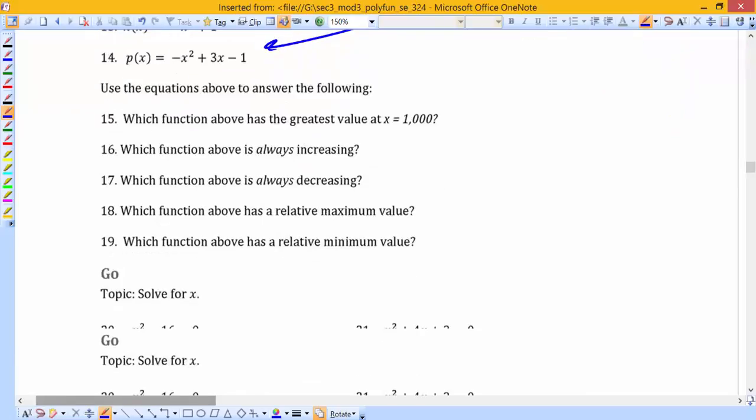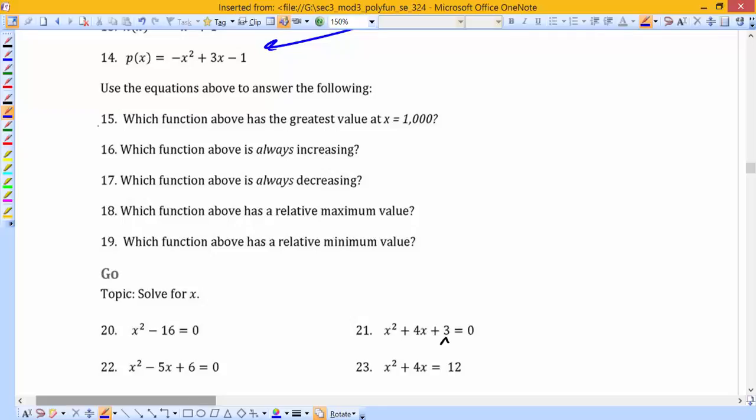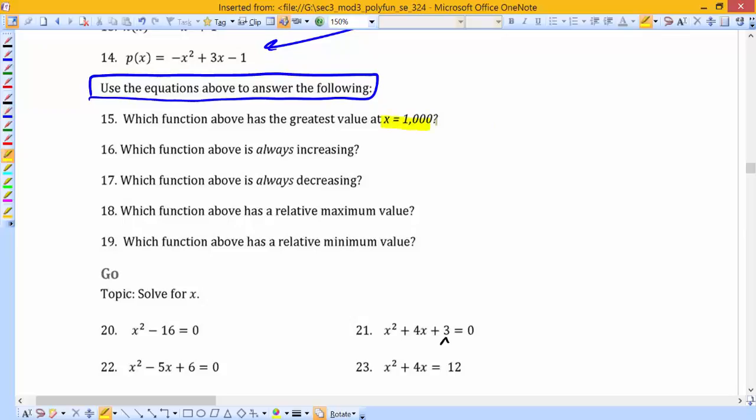Then, when you guys are working on more of the set, you're going to use the equations above to answer the following questions. Which function has the greatest value at x equals 100? So I'm going to highlight that. That should be a hint that you're going to plug in 100 for x. So that's how you guys are going to need to do that one. You're going to need to plug it in.